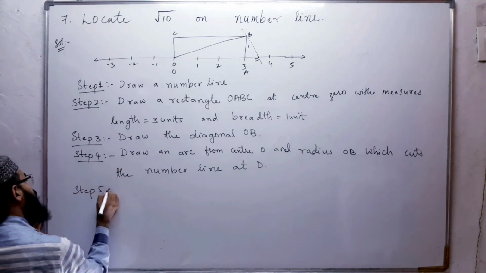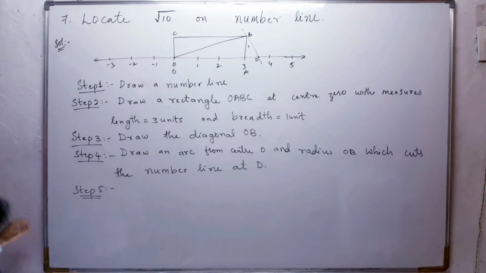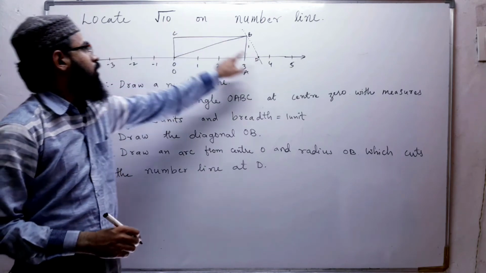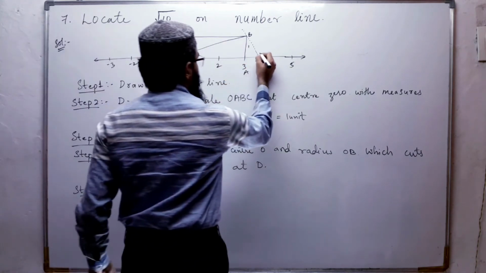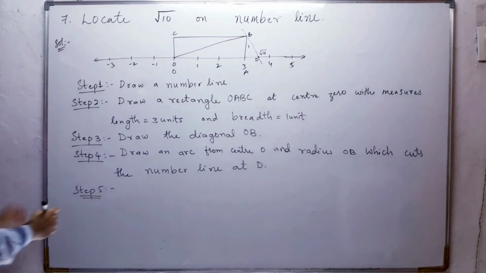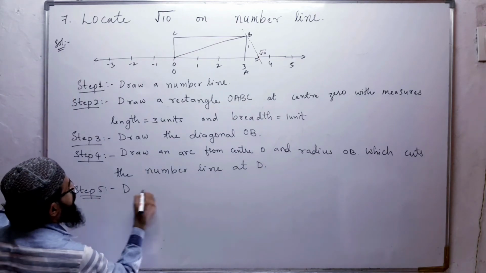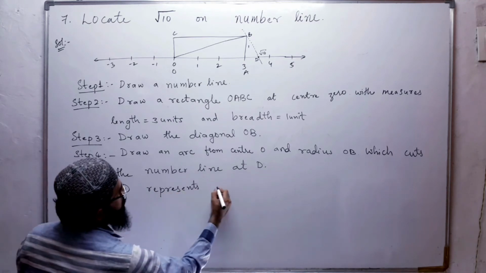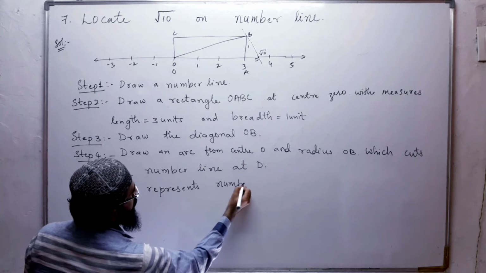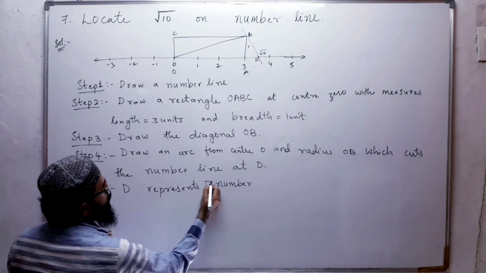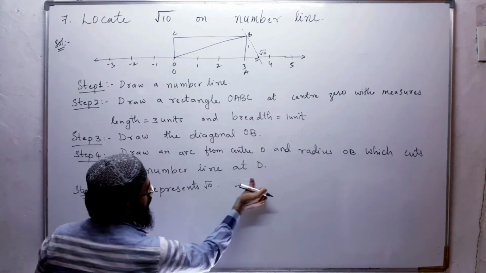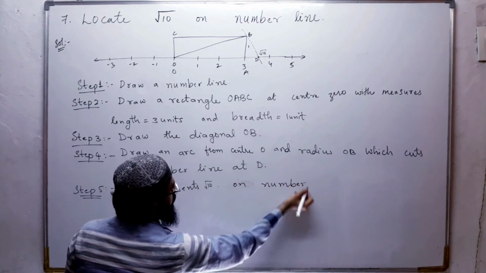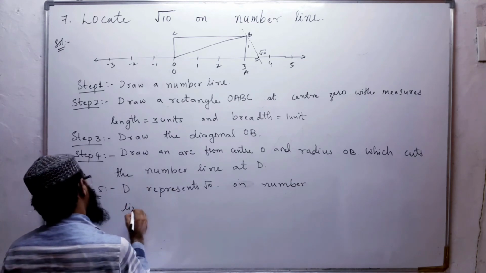Step 5. So what is this D? D is representing root 10 on this number line. So the D is nothing but root 10. D represents root 10 on number line.